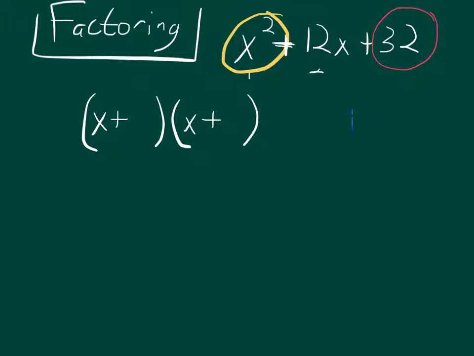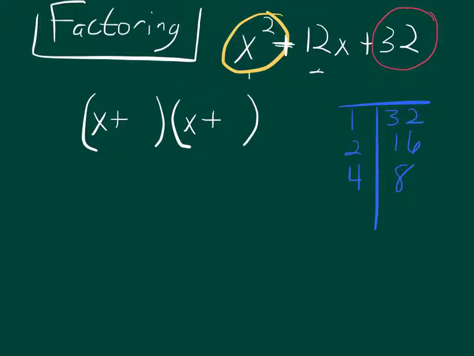So, of course, we have 1 and 32. Those are factors of 32. We know that 2 and 16, 4 and 8, those are factors. All those are factors of 32.